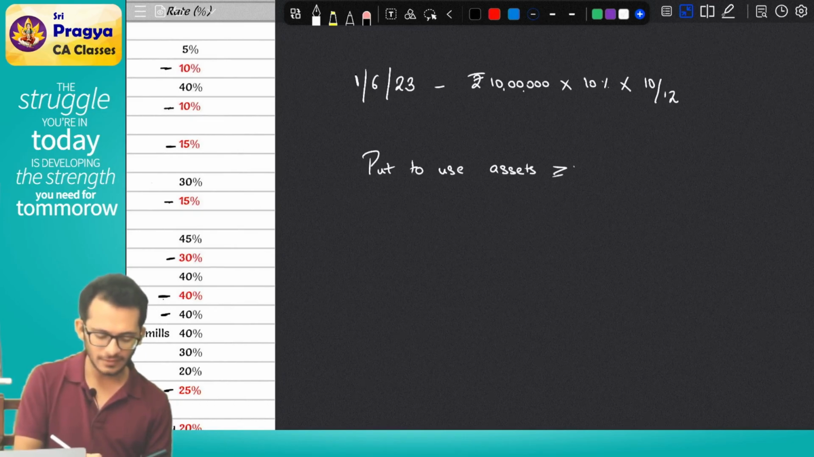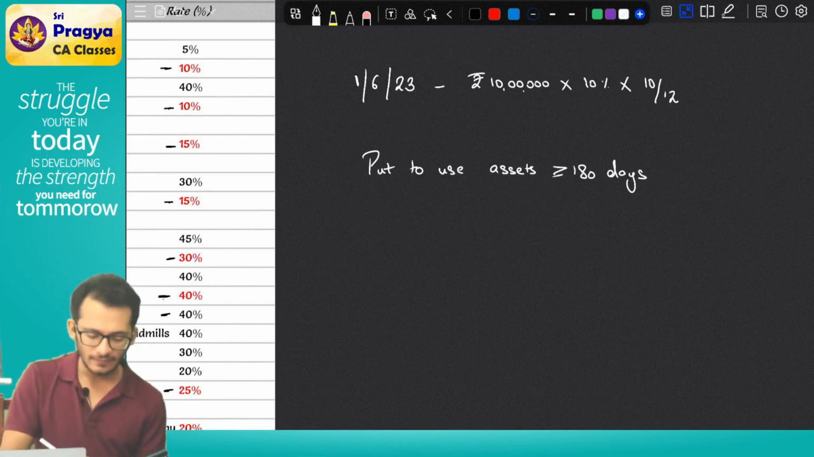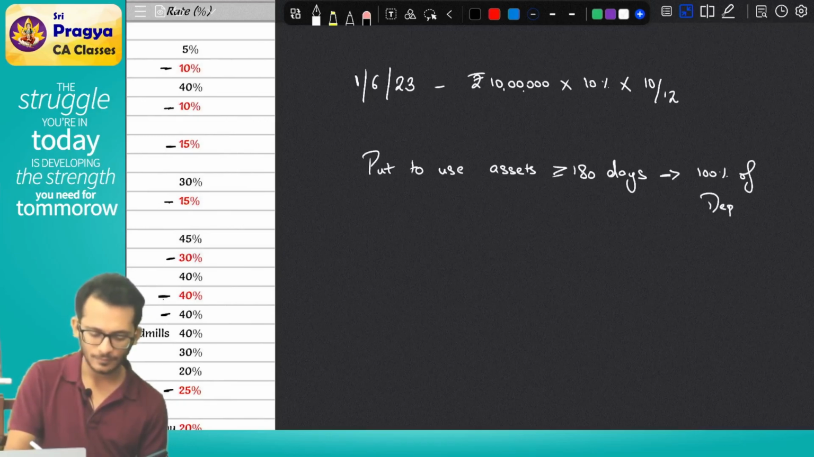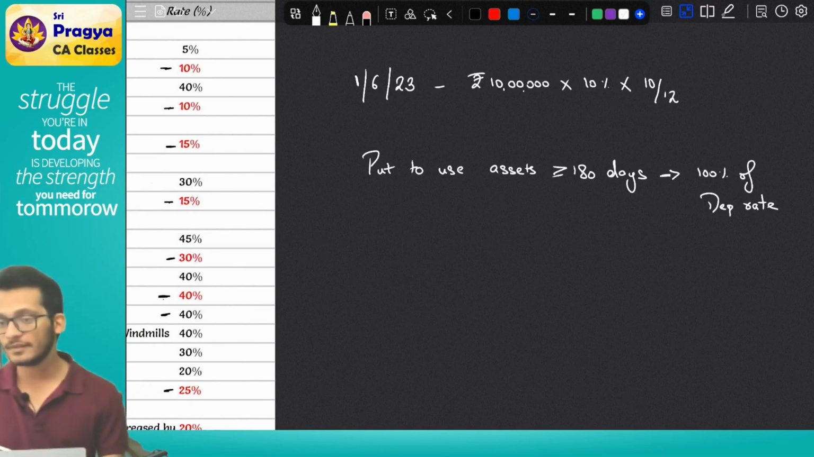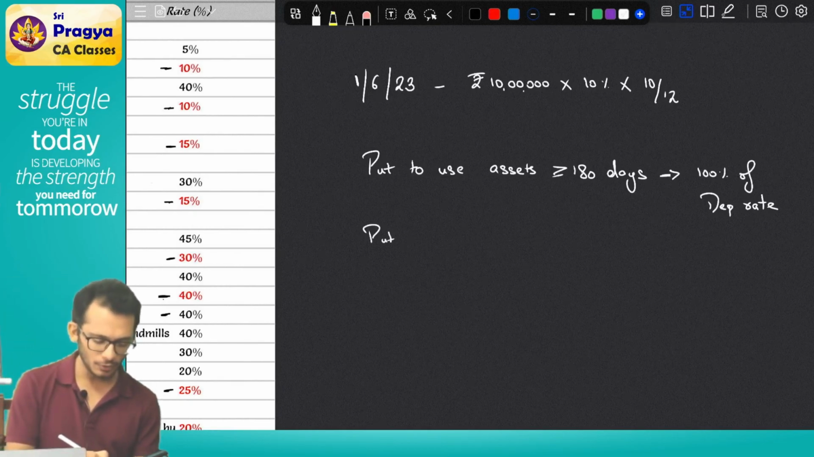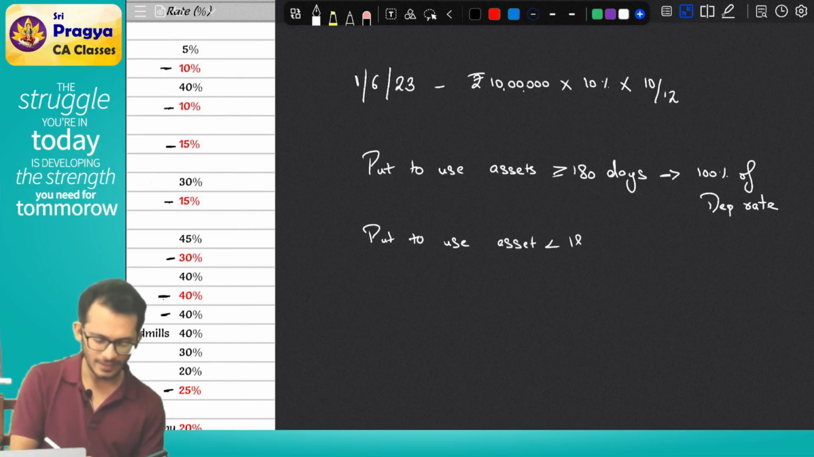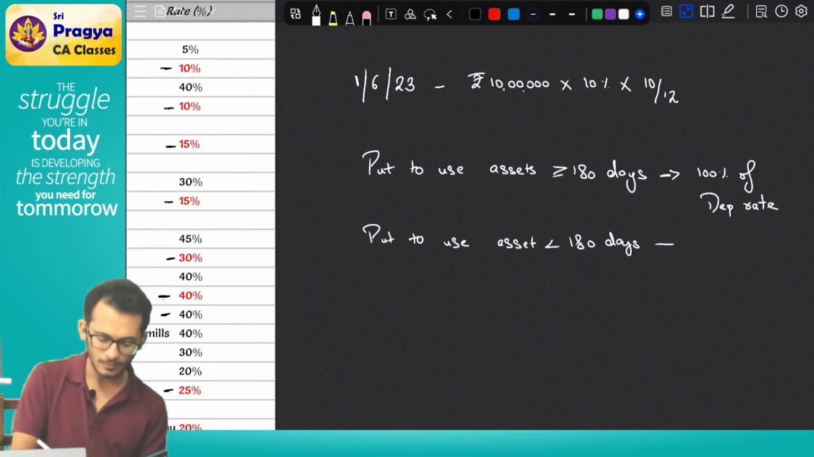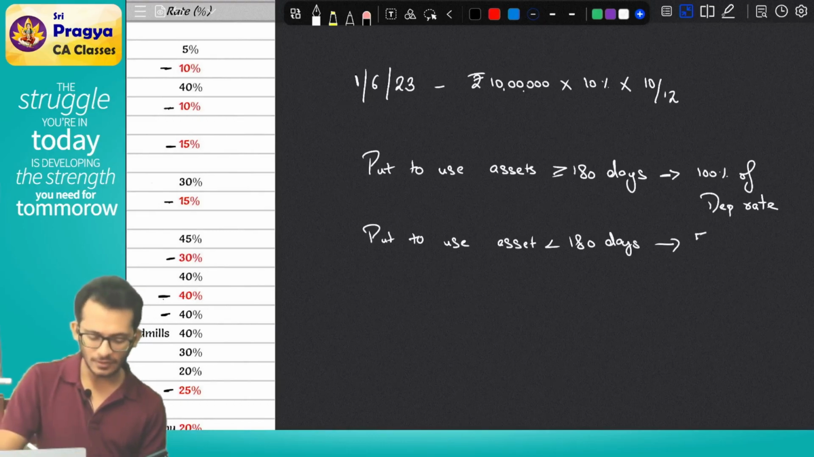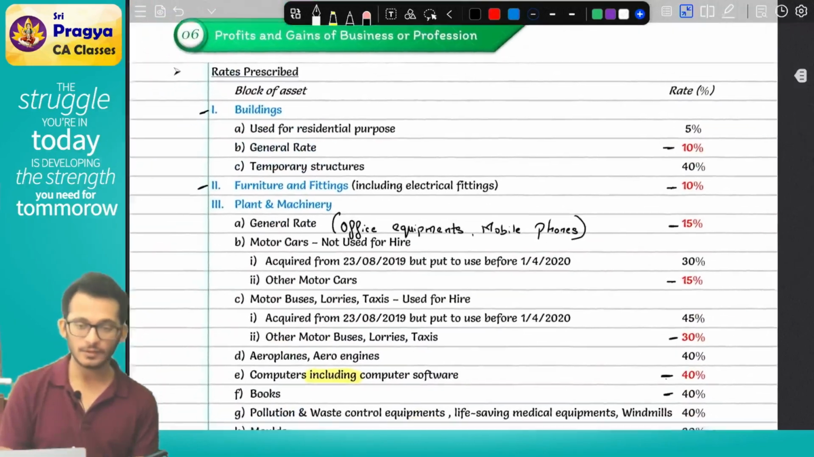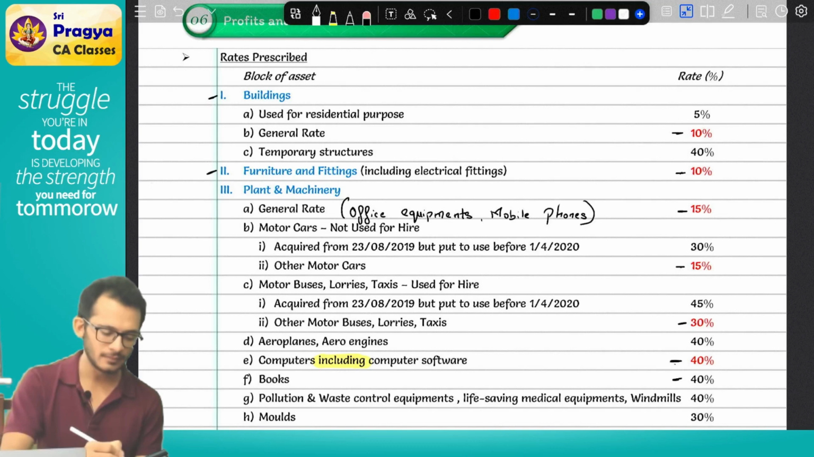So they came and said, if I find out that you have put to use the asset for at least 180 days, I will give you 100% of the depreciation rate. If you have put to use the asset for less than 180 days, I will give you 50% of the depreciation rate. In simple words, Rahul, on the left side, the rate which you have shown is the rate as per 100%.